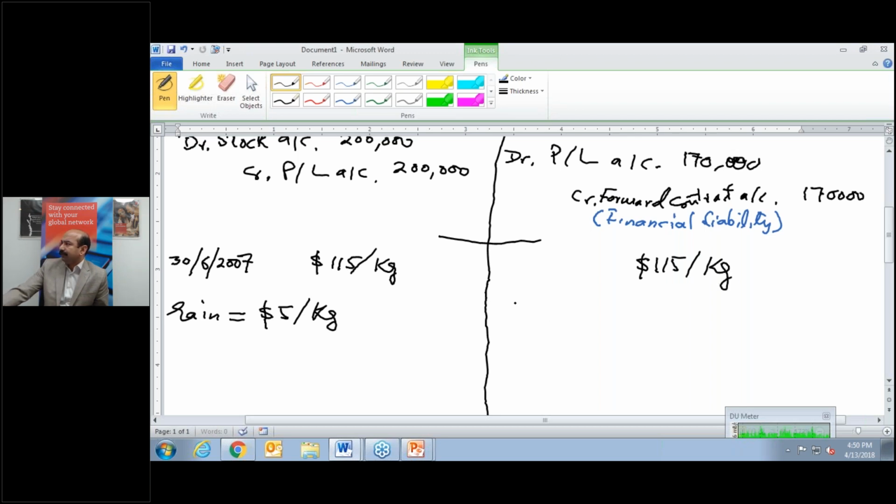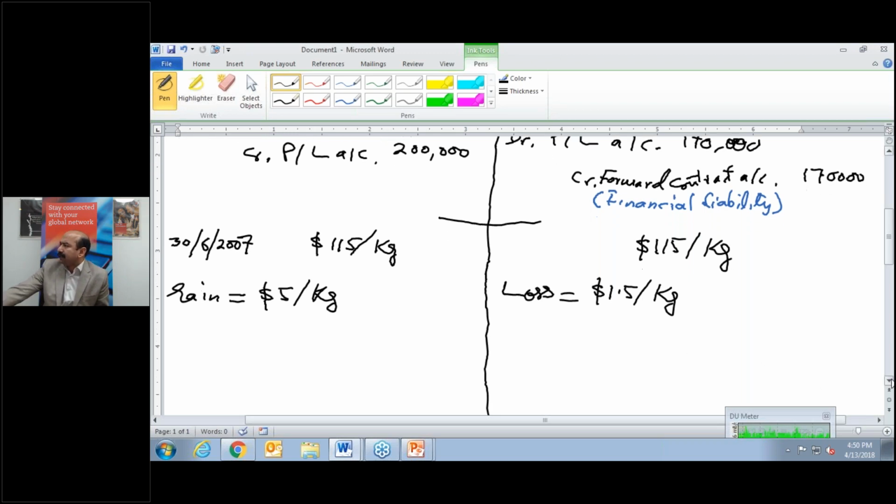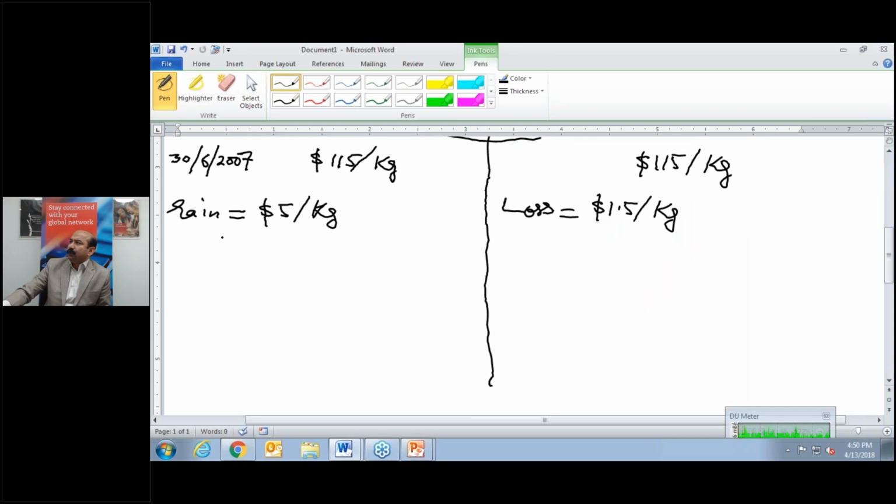So here there is a loss. How much loss? 113.5 minus 115. So there is a loss of $1.5 per kg. So that we will make the same entries as we did on 31st December 2006.